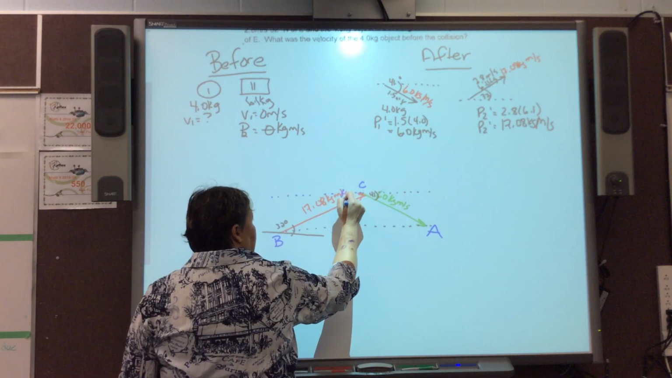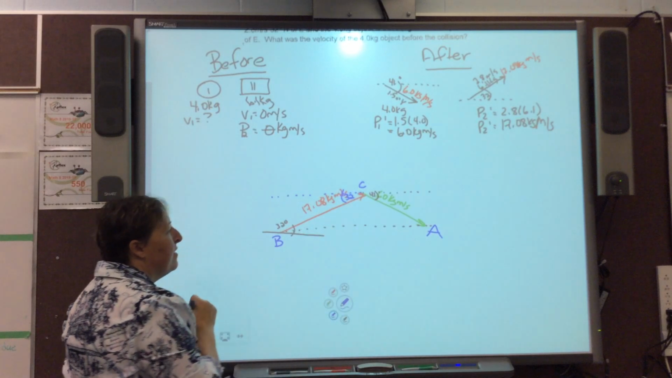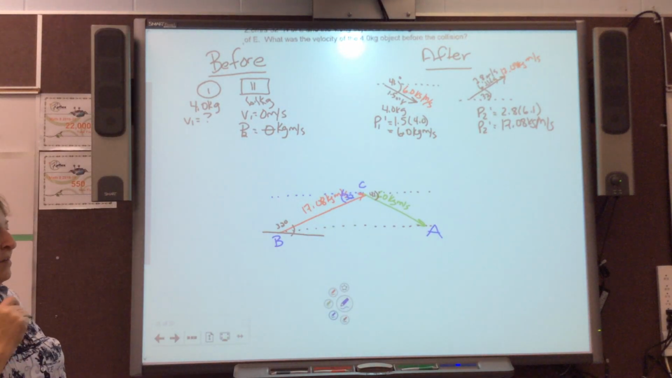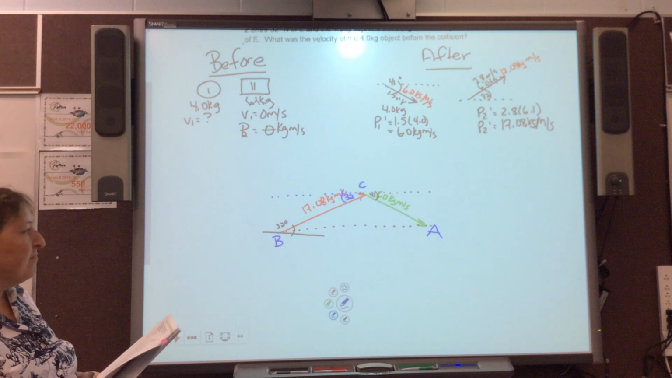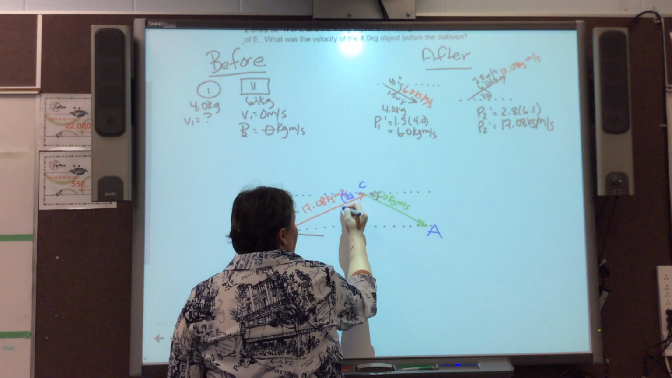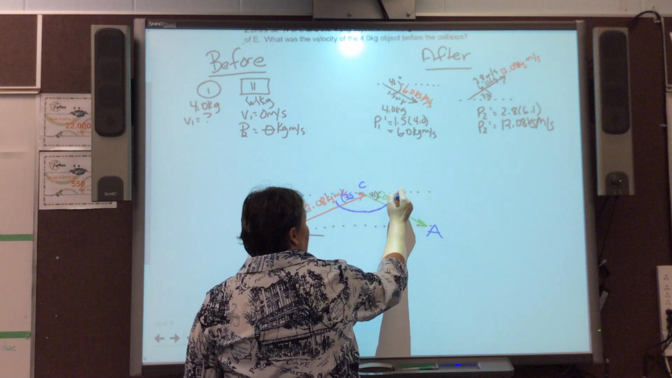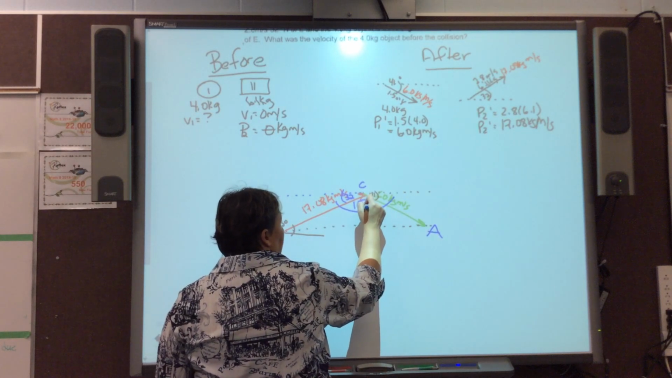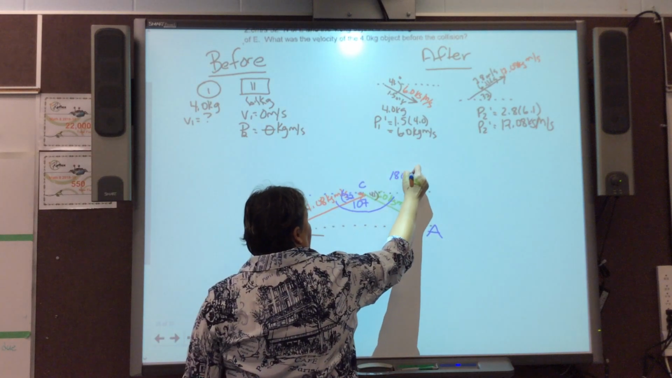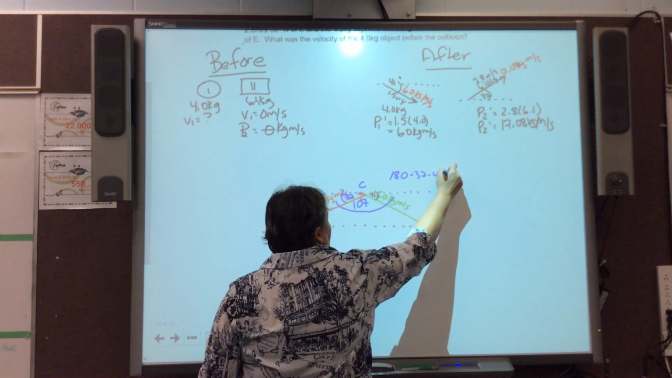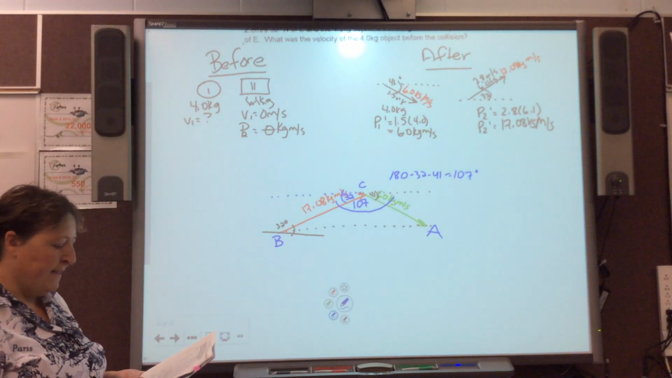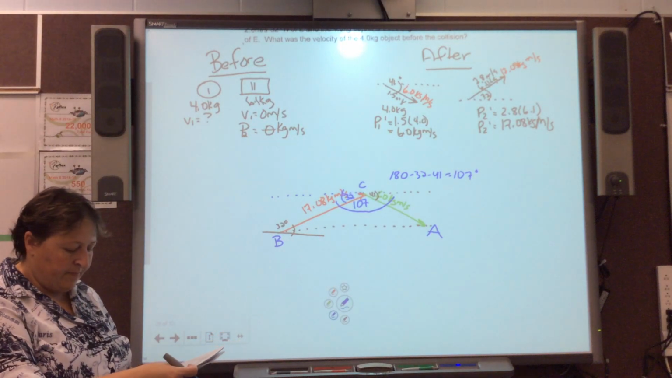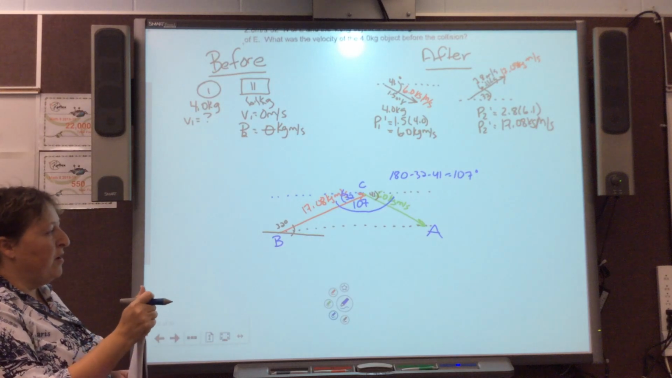And then 180 minus 32 is 148, and then you minus your 41, and then you get your big angle up top. So our big angle here then, Jaden, is 107. 180 minus 32 minus 41 equals 107. Then you add your 32 to your 107, and then 180, 139. And then I'm good with the 107.